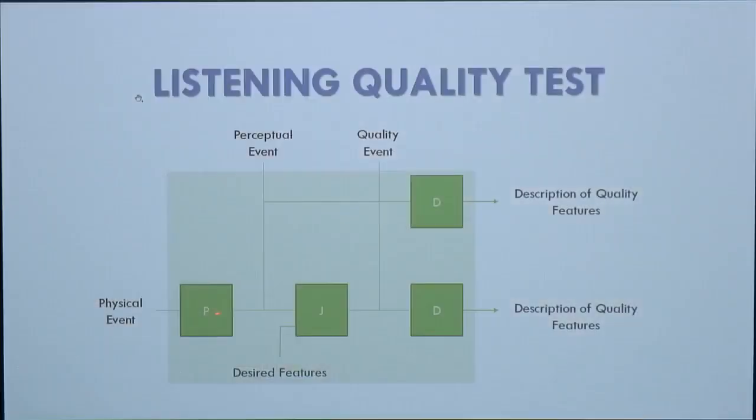So basically, this is what happens when we have people rating our speech samples. This is the perception, this is the judgment, this is the description. We have the perception of the physical event, which is the waveform. We measure the features internally, so that's the perceptual event. We compare them with the desired features, which is your internal reference. Then you can make a judgment: how good is the quality? The thing is that people have different desired features, so we have different expectations. And then we do the description. So the idea of the MOS is to minimize or mitigate this. If two outputs have the same description of quality features, how are they different from the two?